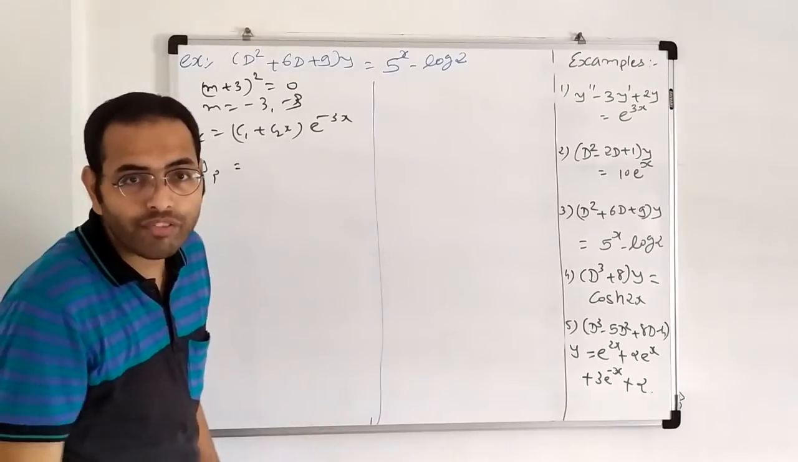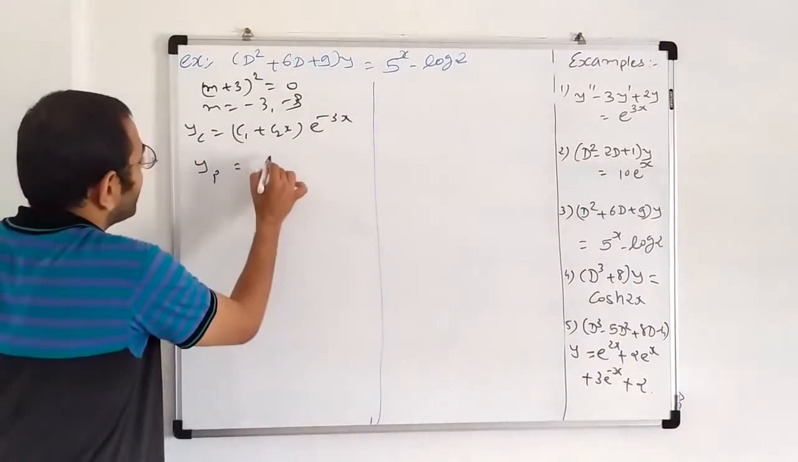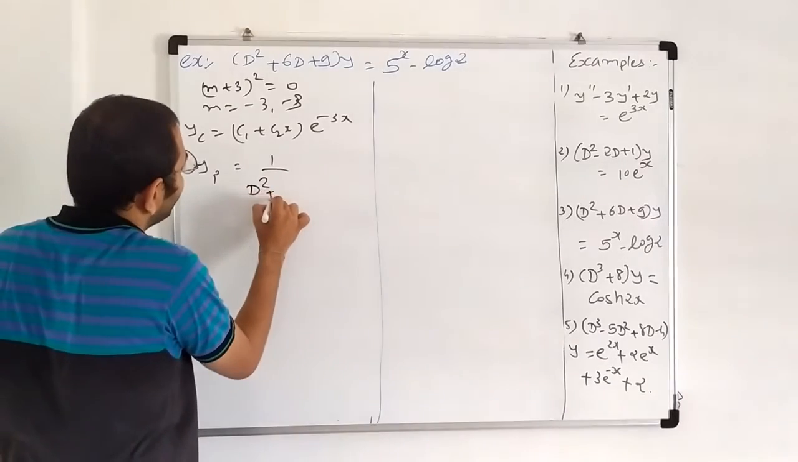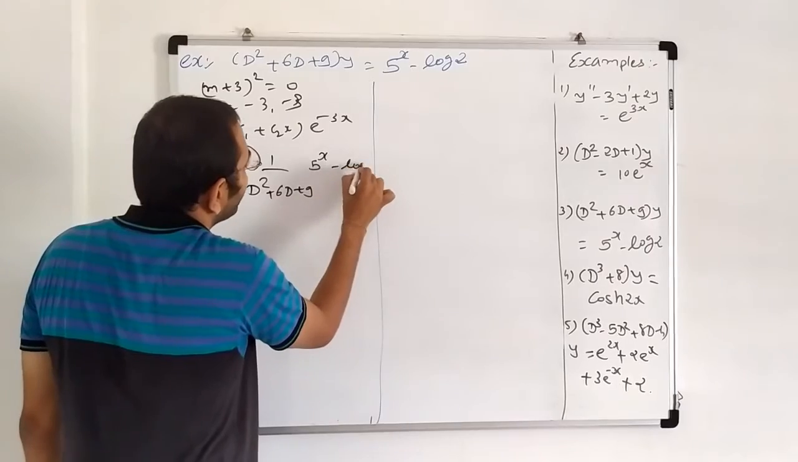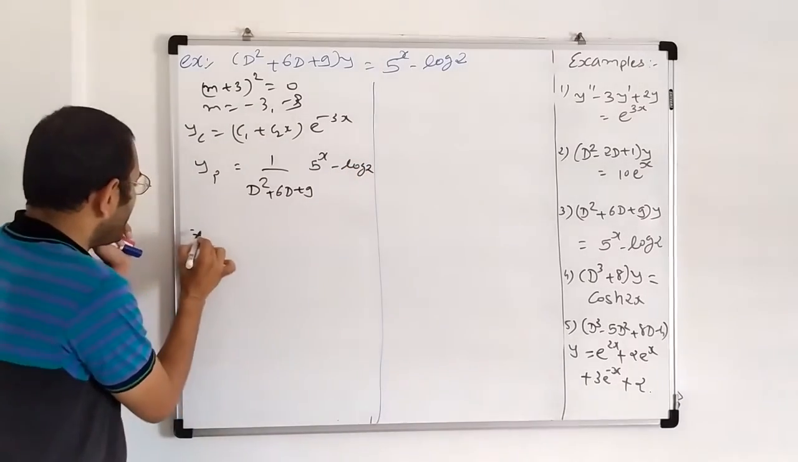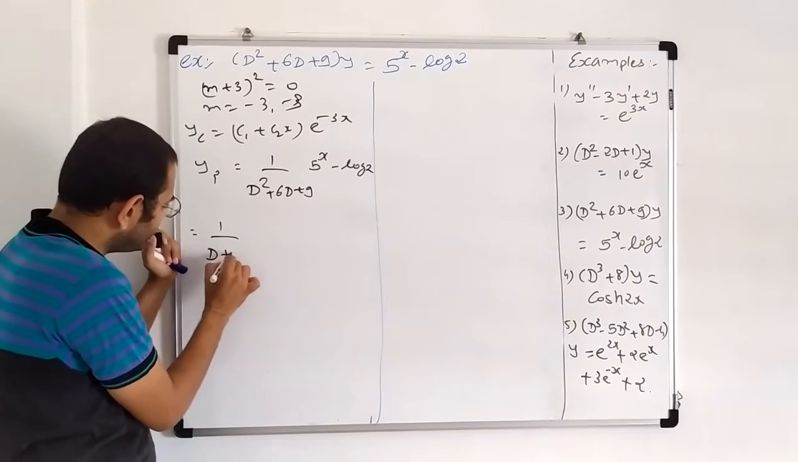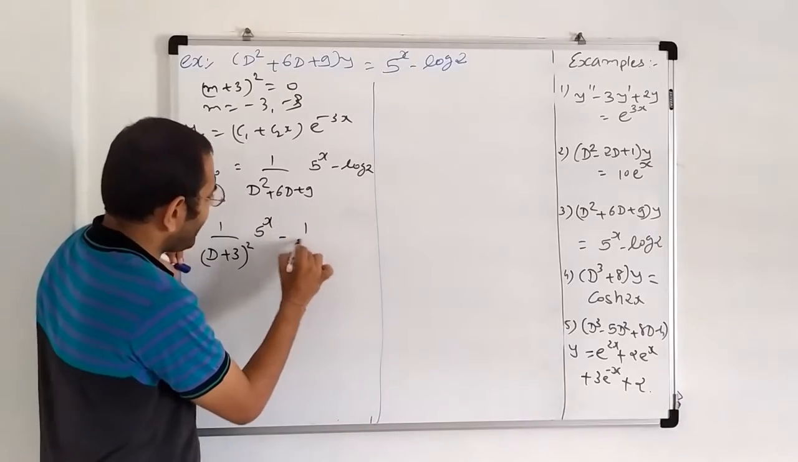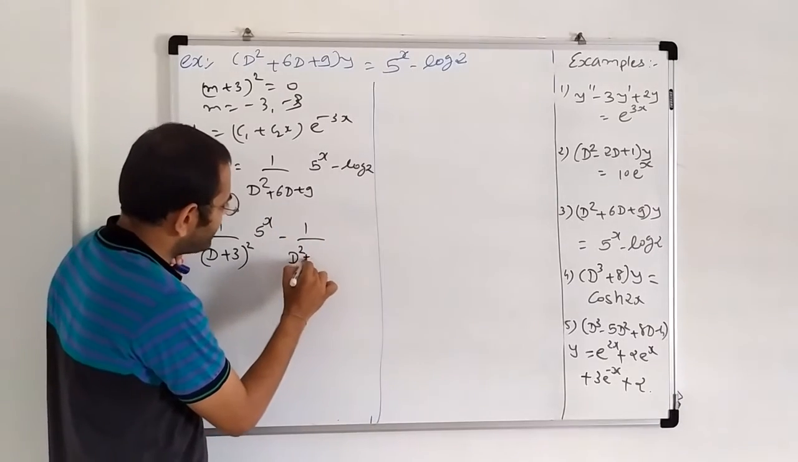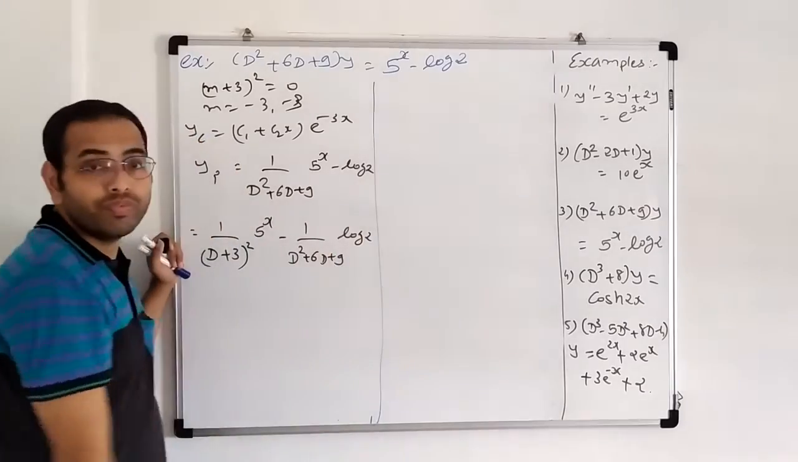And yp equal to the formula 1 upon f of D into r of x, that is f of D, and this portion is r of x. Here we use the linearity property, so we can write 1 upon (D plus 3) whole square into 5 raised to x, minus 1 upon D square plus 6D plus 9 into log 2.